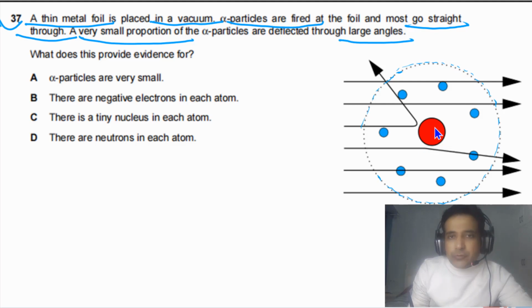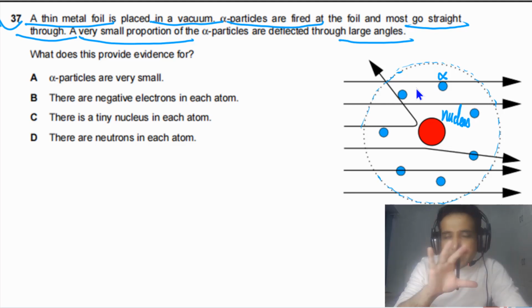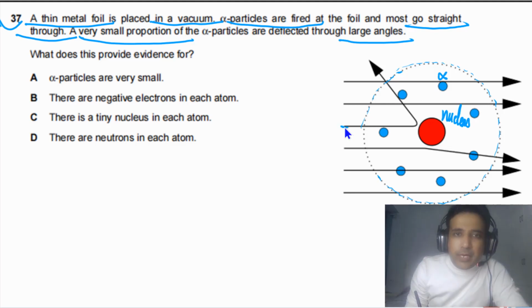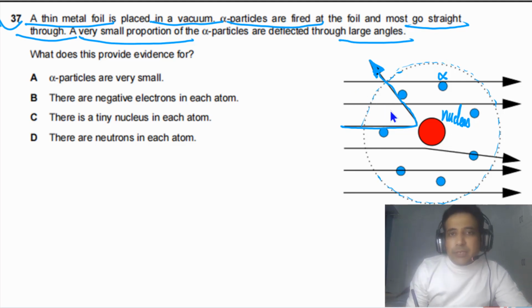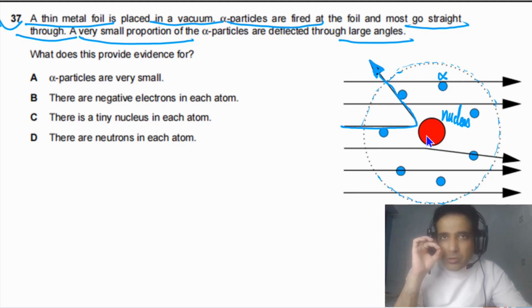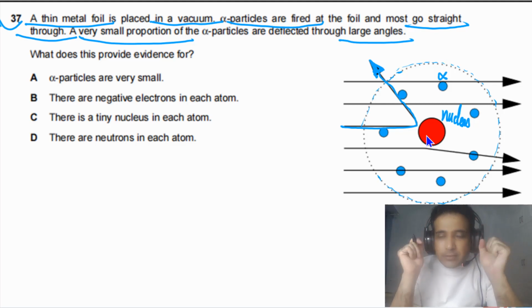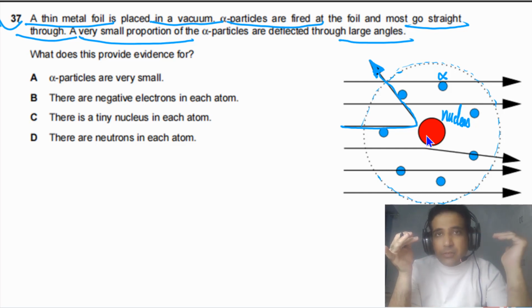And at the center of the atom, we have the nucleus. So this red dot is representing the nucleus. And these dots are representing alpha particles. In this case, you can see most of the alpha particles went straight through. Only very few alpha particles are deflected through large angles, as you can see this one. So what this is telling us about the structure of the atom is that the size of the nucleus is very small as compared with the size of the atom, and most of the atom is empty space. That's the reason these alpha particles just went straight through.